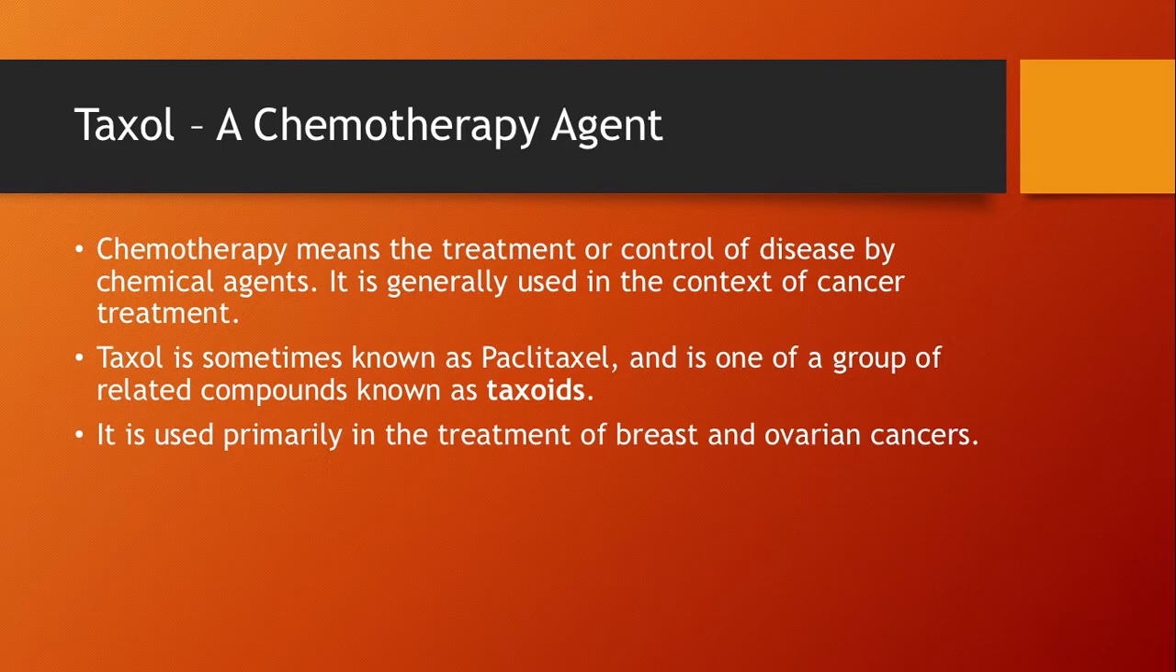Now let's talk about the main point of this lesson, which is Taxol, which is used as a chemotherapy agent. Chemotherapy means the treatment or control of a disease by chemical agents, and it is generally used in the context of cancer treatment. Taxol is sometimes known as paclitaxel and is one of a group of related compounds known as taxoids. It is used primarily in the treatment of breast and ovarian cancers.